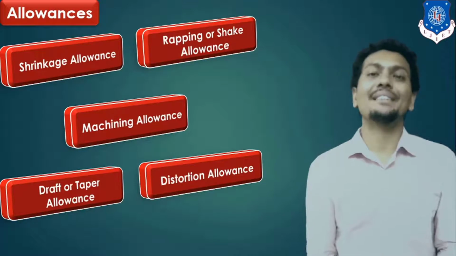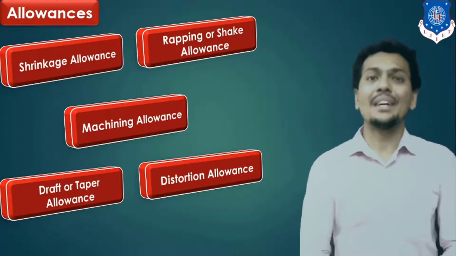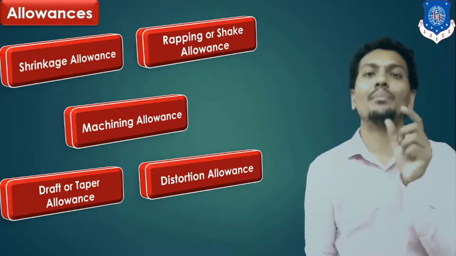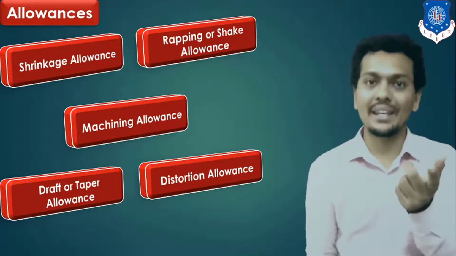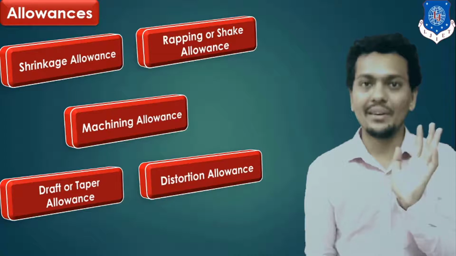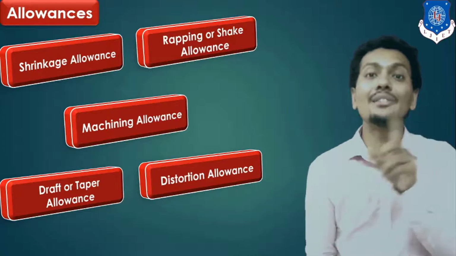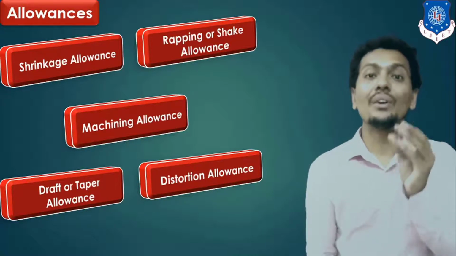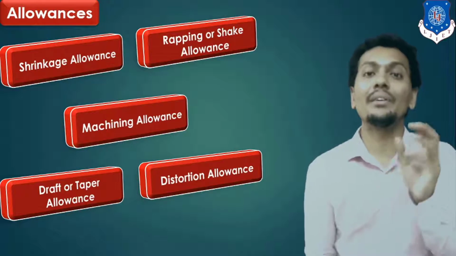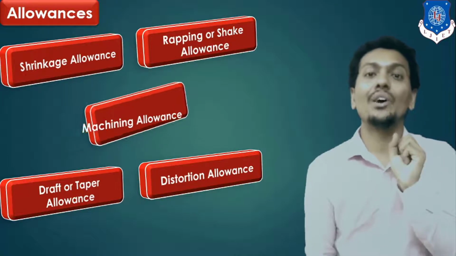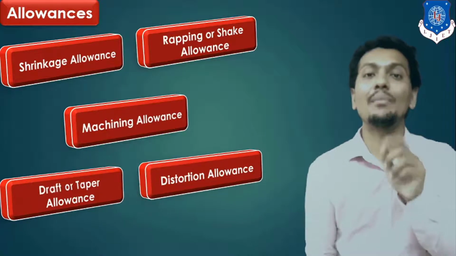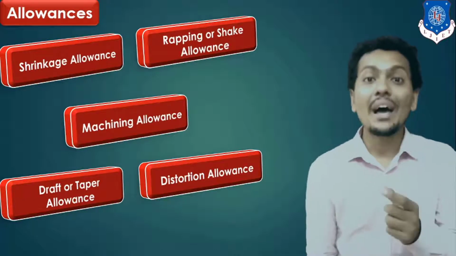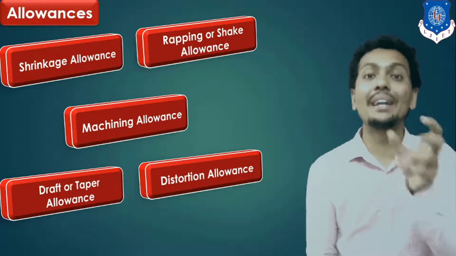Let us start the discussion on different types of allowance. Allowance means that if the targeted dimension of your casting is, for example, x centimeter, then your pattern does not have exactly x centimeter dimension. Because of some phenomena and different types of activities, your pattern will not be exactly the same in dimension as your casting. Here I mention different types of allowances that you have to consider while designing the casting and pattern.